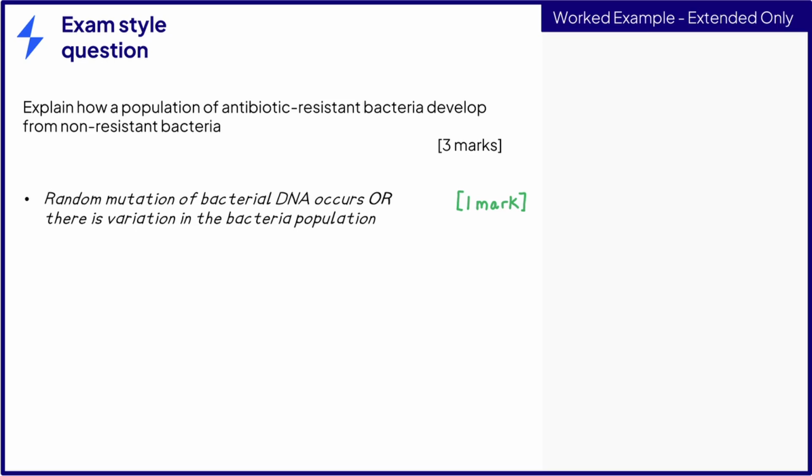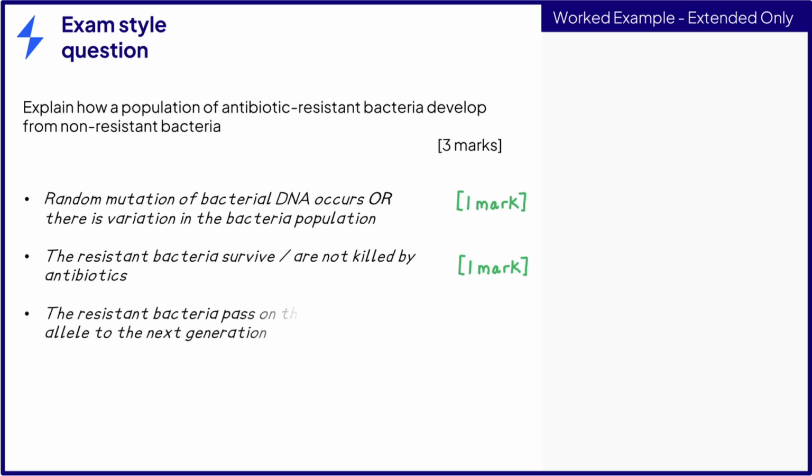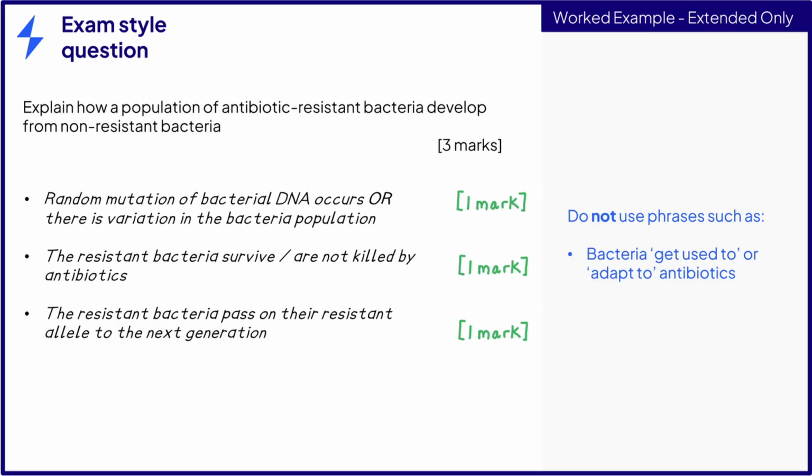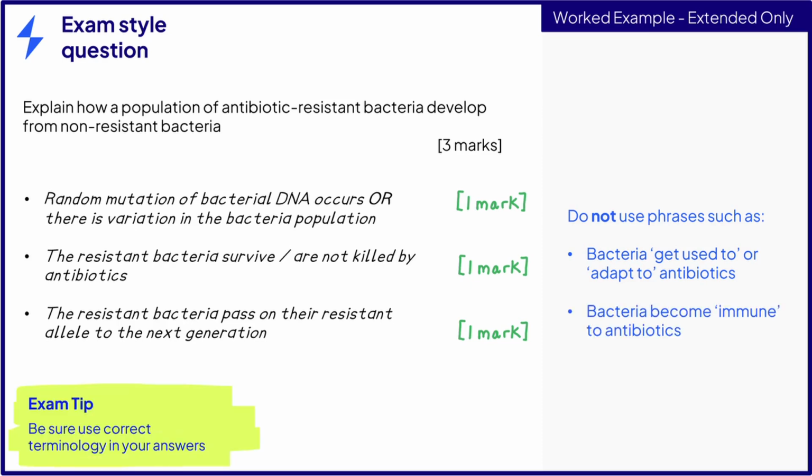Secondly, we can say that these individuals will be more likely to survive or that they are not killed by the antibiotics. And finally, we can state that these bacteria will therefore pass on their resistant alleles to the next generation. It is important that you do not say that bacteria get used to antibiotics or adapt to them. This is a common misconception. Bacteria also do not become immune, so do make sure that you learn the correct terminology for this topic.